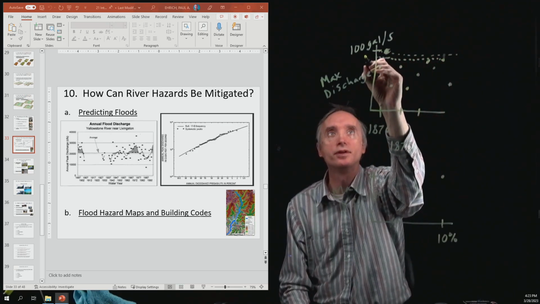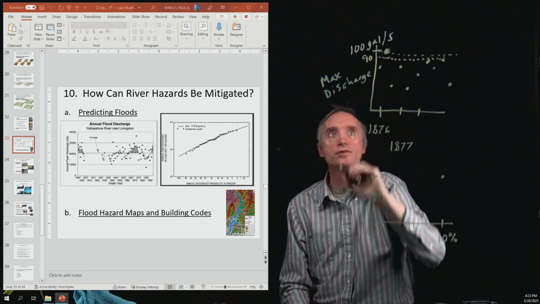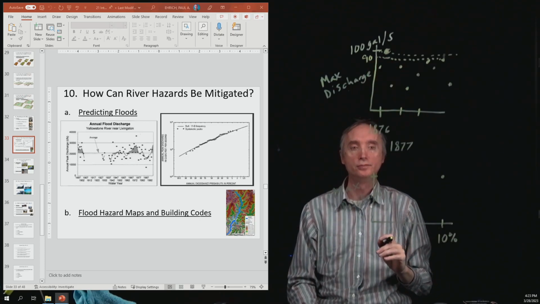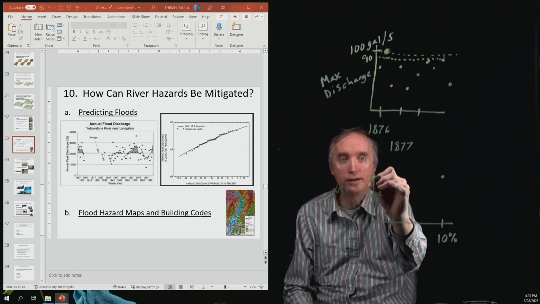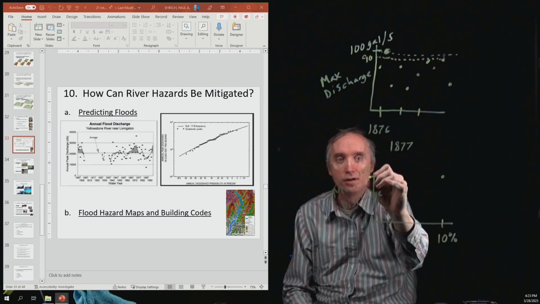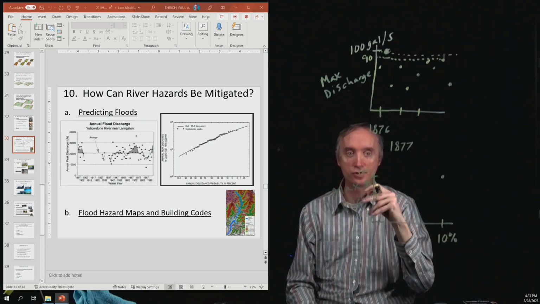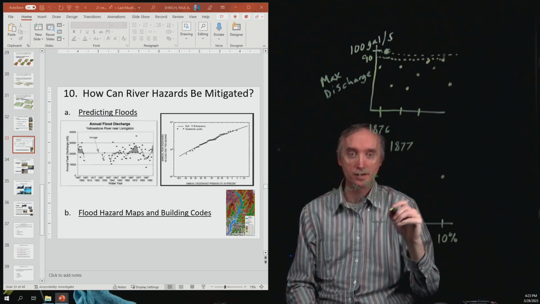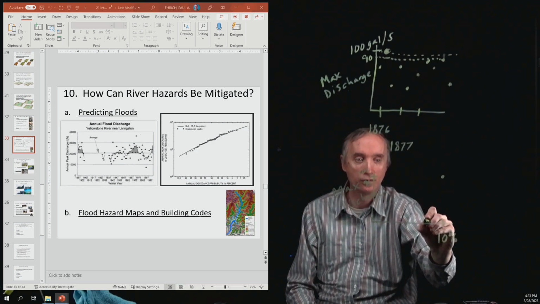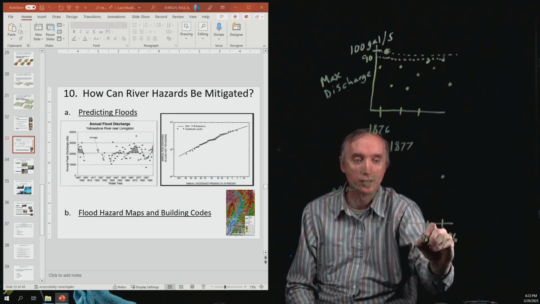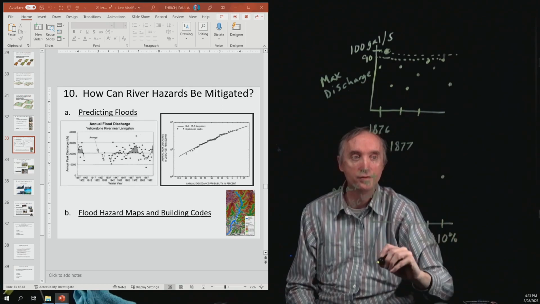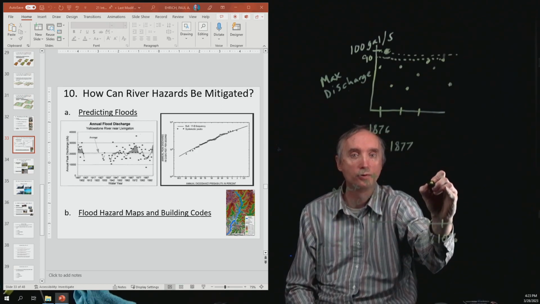So let's say that that one's a 90. So how many of them had a flow rate, so this was 100. So how many of them had a flow rate of 90? 2 of them. So 2 out of 10 would be 20%. So over here, we're going to write down 20% of the floods had a maximum flow rate of 90.